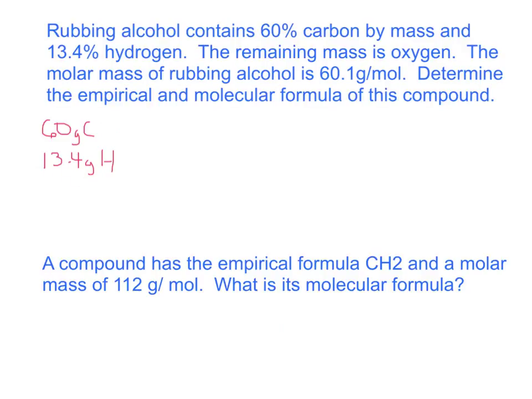And now the remaining problem is to figure out how many grams of oxygen. So we know that there's 3 things, carbon, hydrogen, and oxygen, and they have to add up percentage-wise to 100. So the first thing we do is we need to take 100 minus 60 and minus 13.4 to determine what the percentage of oxygen is. So if you do that, you come out with 26.6%, or we just change that to 26.6 grams of oxygen. So we've covered the first step, percent to mass.